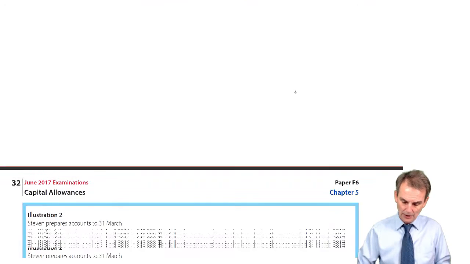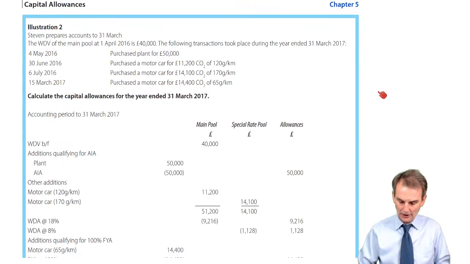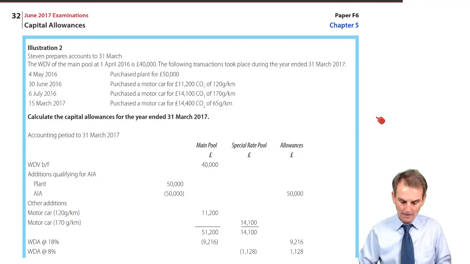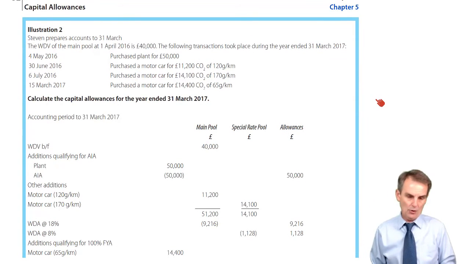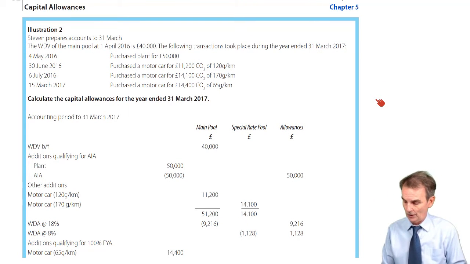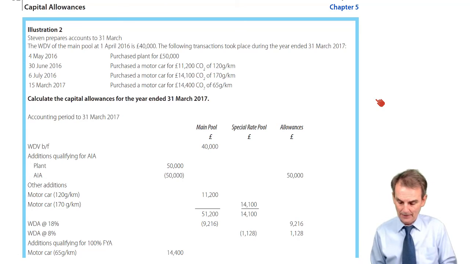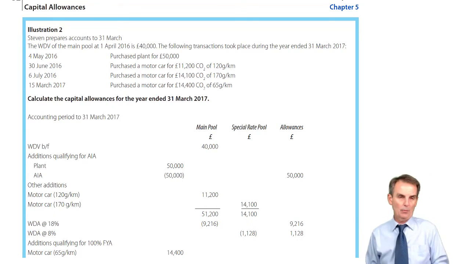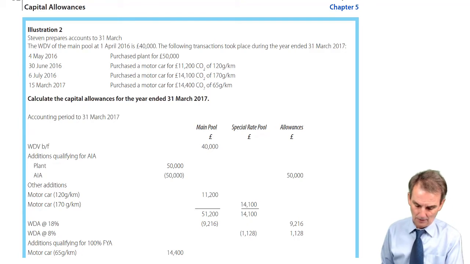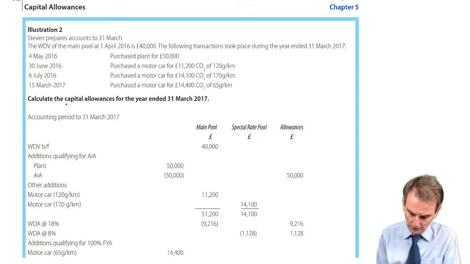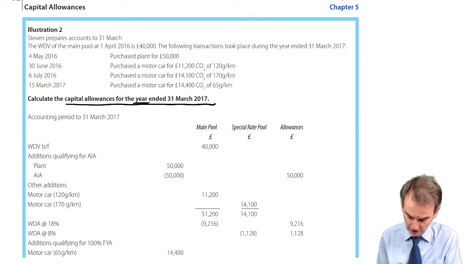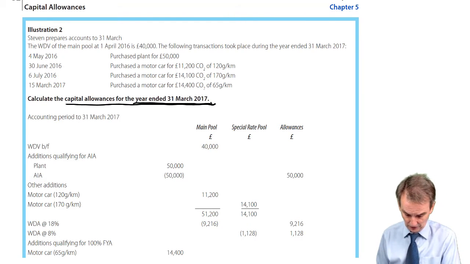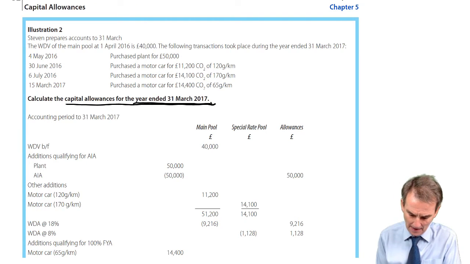Again, practice, we said, is what we need. And as luck would have it, there, page 32, we have illustration 2 here to work our way through. Now again, how we attack a problem like this in an exam question. We know first of all that the capital allowances are being prepared for a 12-month period, the year ended 31st of March 17. Stephen prepares accounts to 31st of March. This time it's a continuing business.